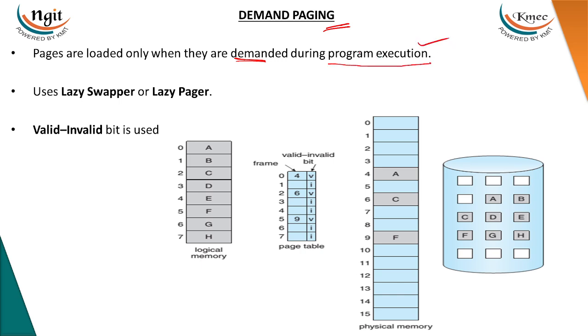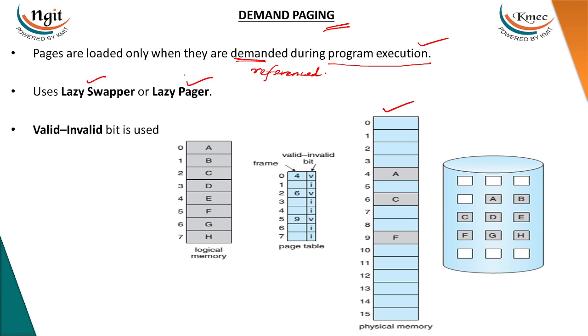until and unless it is referenced by the CPU. If it is not referenced by the CPU, the page will not be loaded. The pages that are not accessed will never be loaded into main memory or physical memory. Whenever the program is running, the pages that are accessed or referred to will be loaded into main memory. So it will use the concept of a lazy swapper or lazy pager.